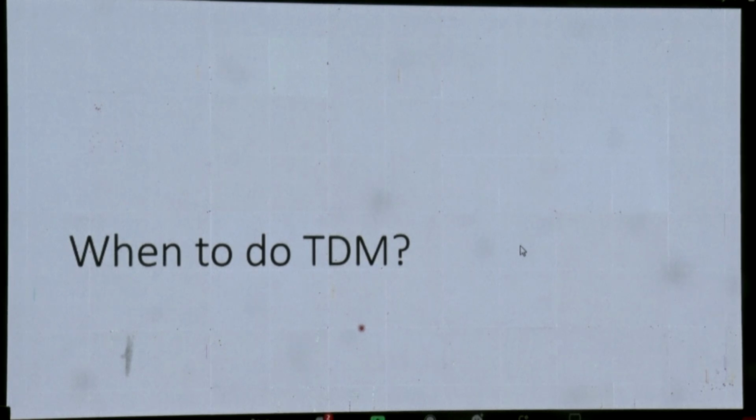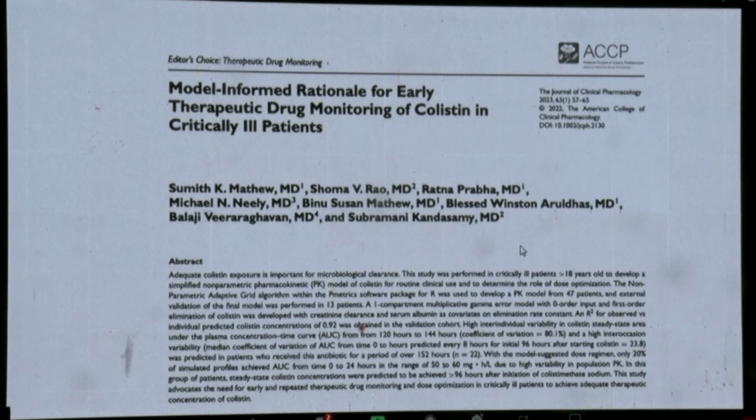And the most important question is when to do TDM of anti-infective agents. So this is a publication which I have done in the Journal of Clinical Pharmacology. I have published a model for colistin based on the study. This is a very simple model. Normally colistin is given as colistimethate sodium. So all the models currently available require you to measure both colistimethate sodium and colistin. But in this particular model, this is a simplified model where you can just use colistin concentrations to predict the colistin exposure. You don't need to measure colistimethate sodium. Actually, measuring colistimethate sodium is a very tedious procedure.